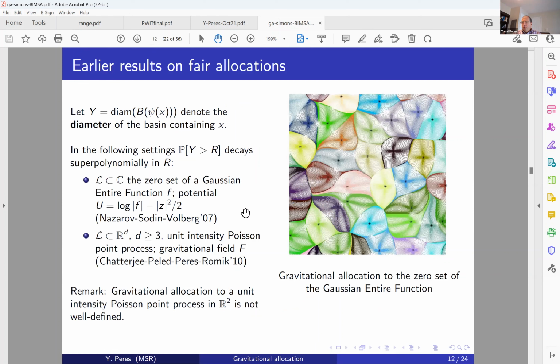Many of our techniques originate in work of Nazarov, Sodin, and Volberg in 2007, who analyzed not random points, but zeros of a Gaussian analytic function. I don't have time to go into that. There was also prior work I did with Chatterjee, Ron Peled, and Romik, Annals of Math 2010, about the high dimensional case of this gravitational allocation. I won't go into that.